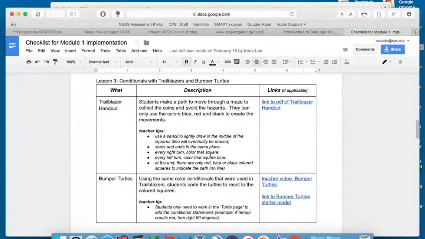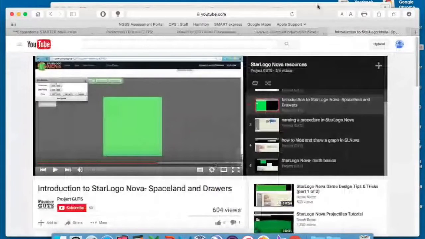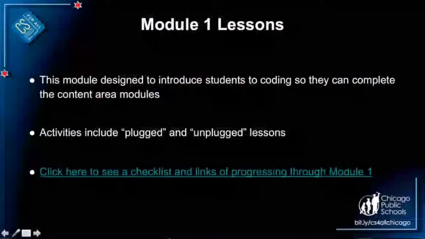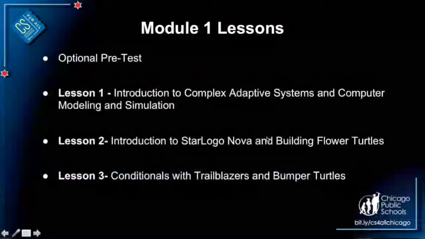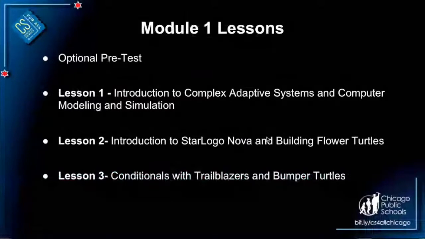When I come back up, I'm just going to go through a quick overview of the Module 1 lessons. We have an optional pretest, which I showed you before. You will have to request access to that so that you are able to see the answers. Next, you have Lesson 1, which is an introduction to complex adaptive systems and computer modeling and simulation.